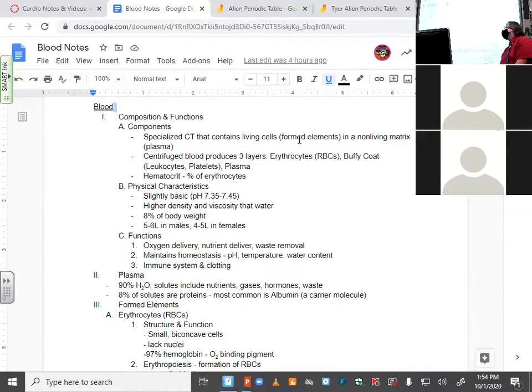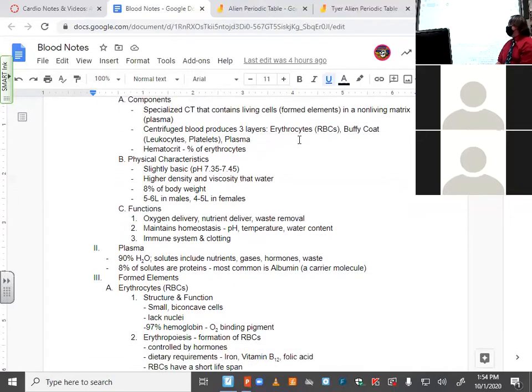It contains living cells, which are called formed elements, in a non-living matrix. Remember, anytime you see matrix in anatomy class, that just means the base, the thing that things are built on. So you have this non-living matrix called plasma, which carries around your living cells, which are the formed elements of your cells. If you take blood and you centrifuge it, it actually produces 3 layers.